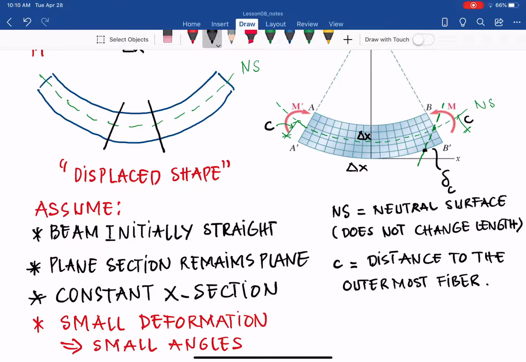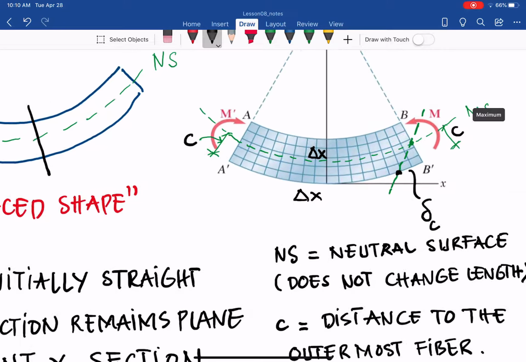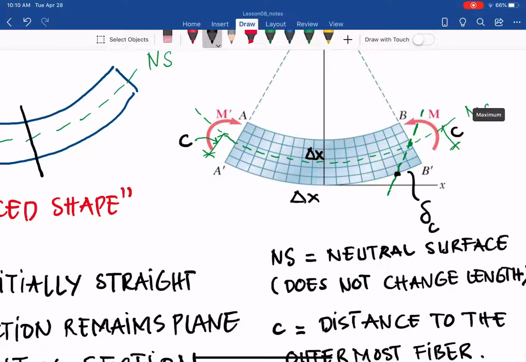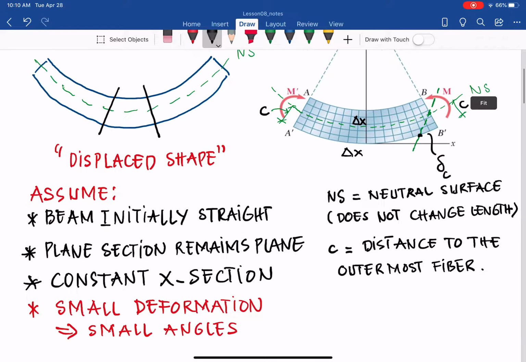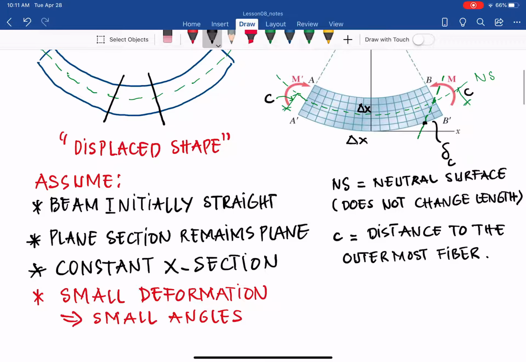And it can be the distance going down to B apostrophe, or from the neutral axis going through B, that C distance from the outermost fiber. So with that definition, we have a few things here.